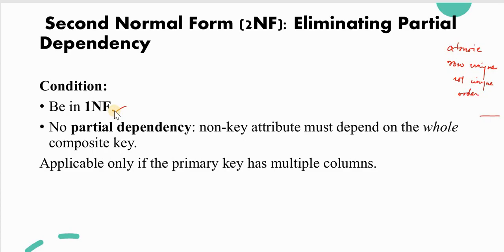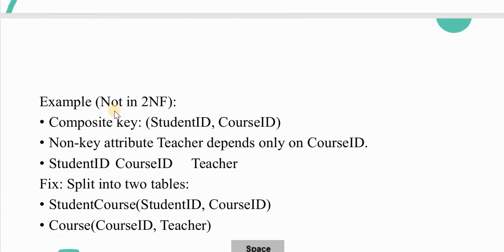And this is applicable only if the primary key has multiple columns. So the condition for second norm is it should already be a first norm, and there should not be any partial dependency. That is, it should be a full dependency. Non-key attributes must depend upon the whole composite key. So that is the condition for your second norm. So we'll see with an example.